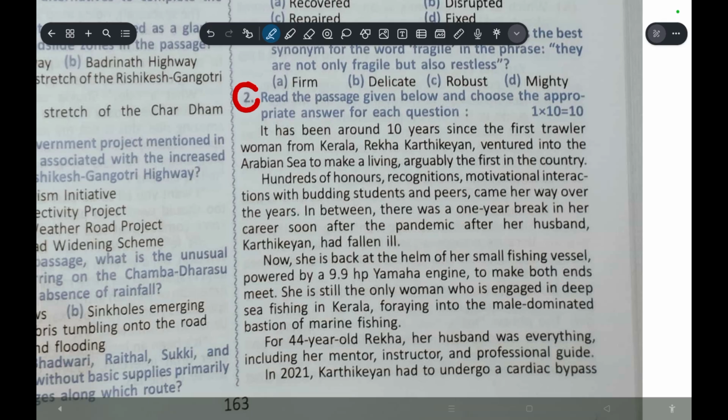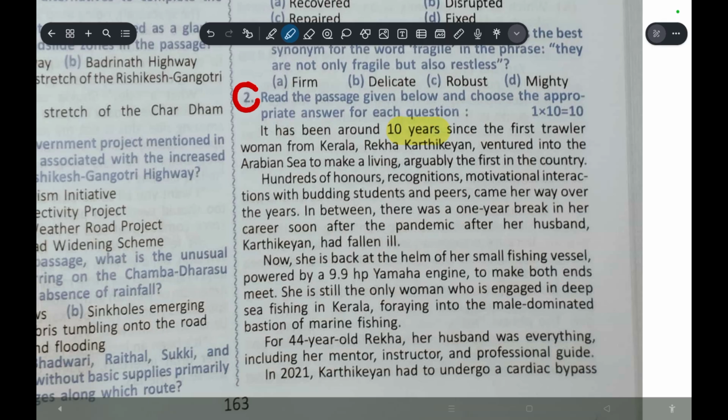It has been around 10 years. You have to mark the important things. I have previously said it, that any type of time duration, any type of year, any type of place, name, any special happenings. So here, 10 years.